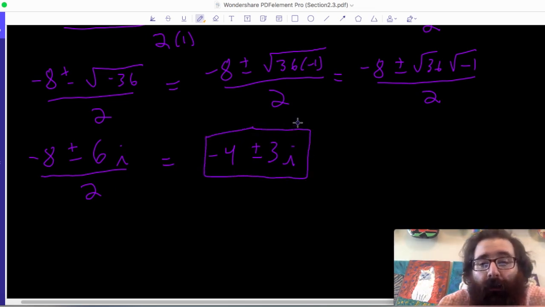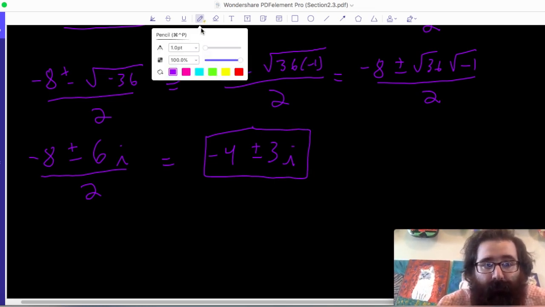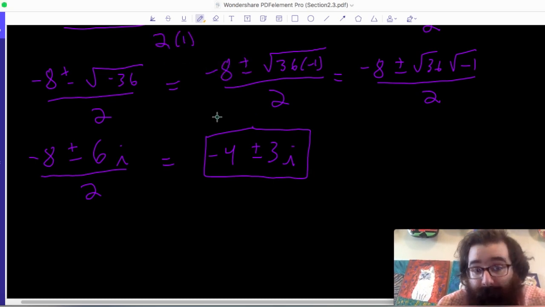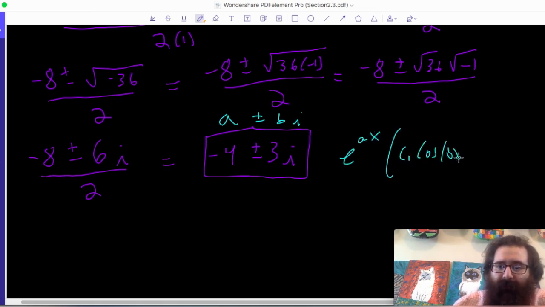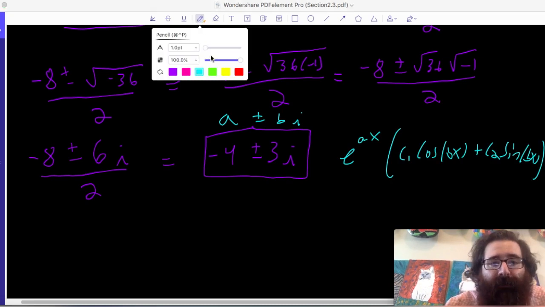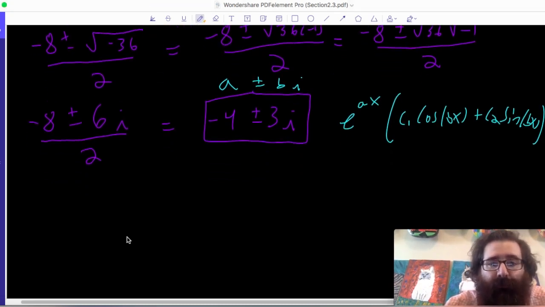So these are my complex conjugate pairs of imaginary numbers. And remember, we're saying this is a plus or minus bi. And remember that generic form should be e to the ax, and then in parentheses, c sub 1 cosine bx plus c sub 2 sine bx.